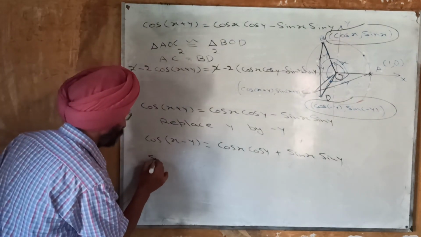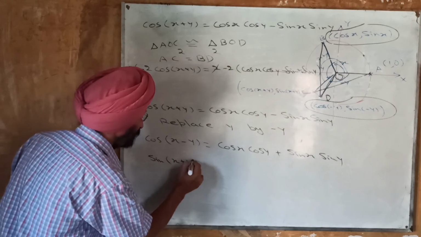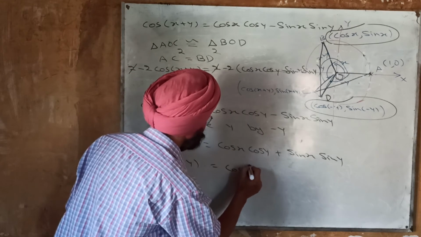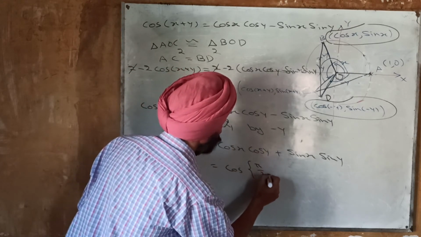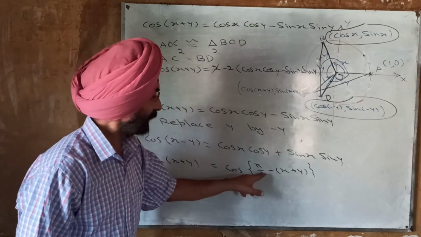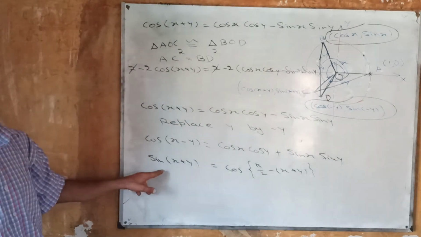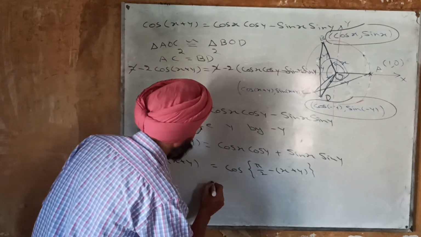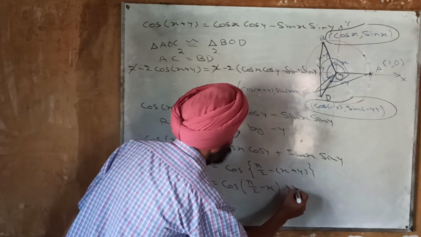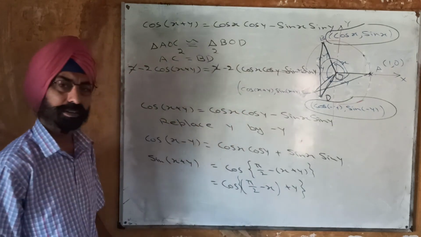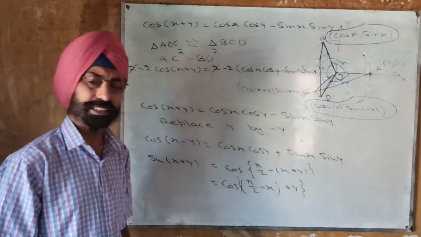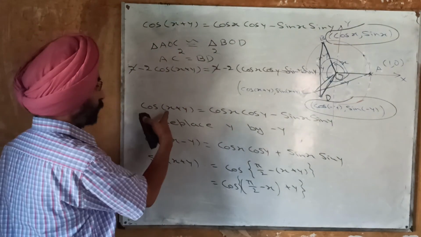Now consider sin(x+y). We know that sin of (x+y) is cos(pi by 2 minus (x+y)), because cos(90 minus theta) is equal to sin theta, that we are using now. So it is further equal to cos(pi by 2 minus (x+y)). So now it is cos of this, which is your (pi by 2 minus x) minus y, and for this you are having this formula.